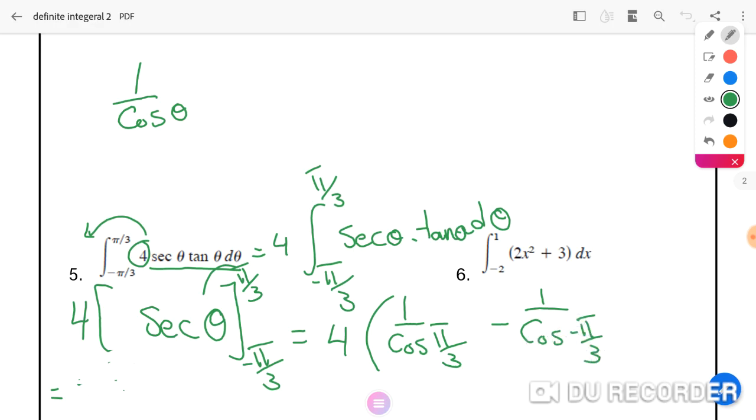From where do we get this one? Because I know secant x, or secant theta, is 1 over cosine. To find the value of secant at any angle, I have to write 1 over cosine of this angle. It will be what here? It is 60, so it will be half. Multiply 4, sorry, 4 multiply half. Here it is half minus half.